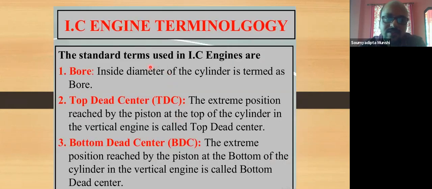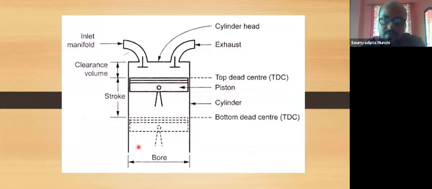The first is the standard terms used in the IC engine. The first one is the bore. Bore means the inside diameter of the cylinder. If you see in that picture, this is the cylinder, and this is the inside diameter of the cylinder. So this diameter is known as the bore.